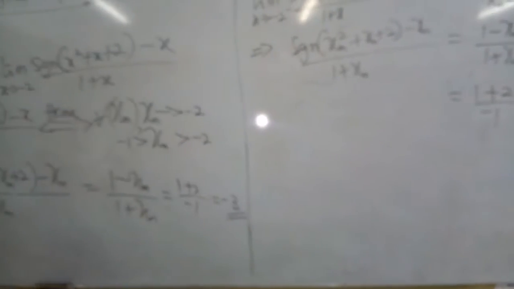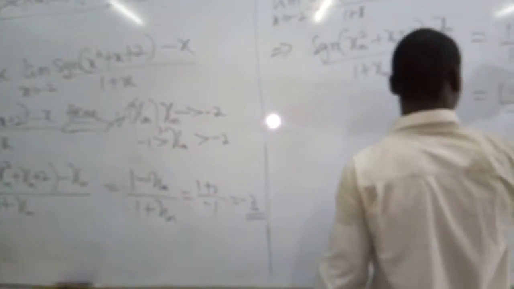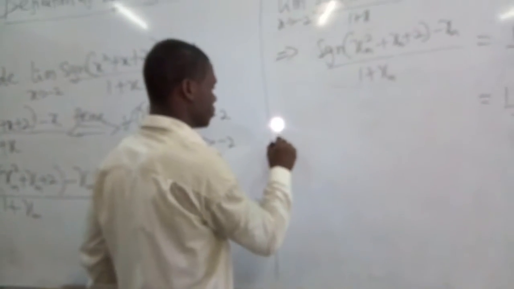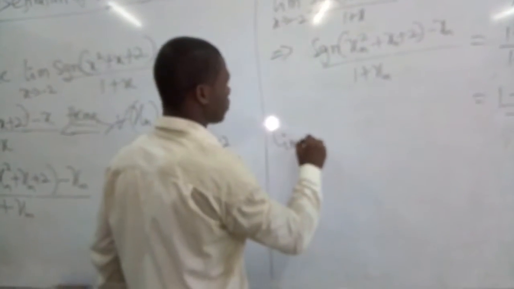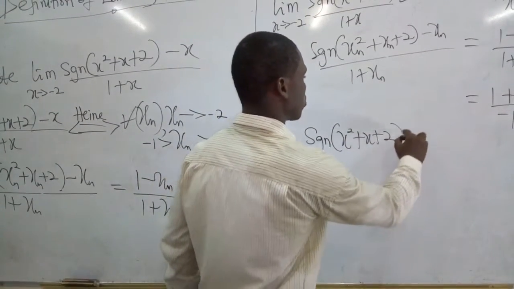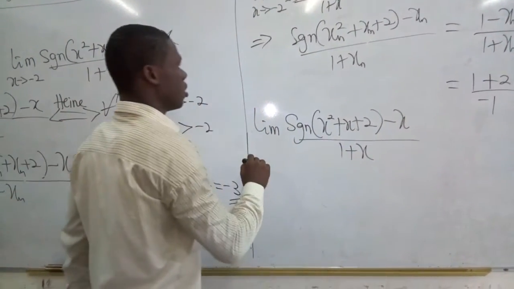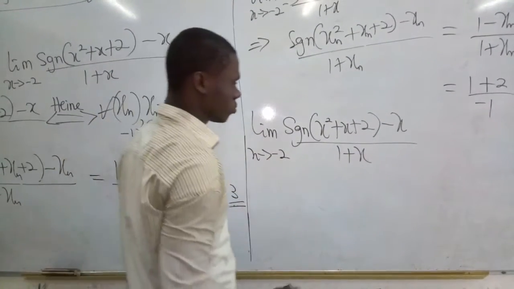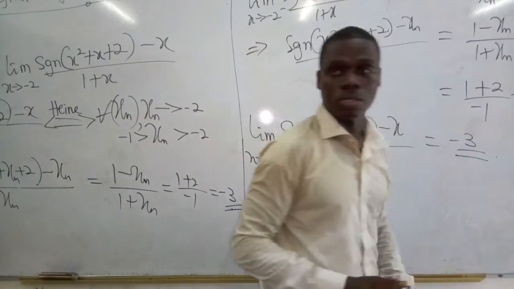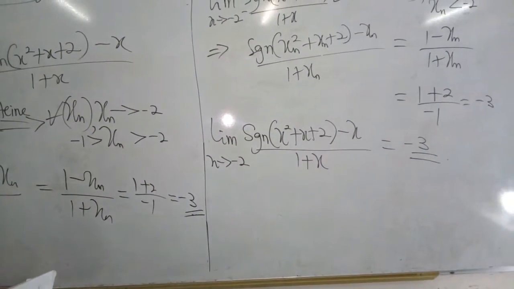So we observe that to the left we are getting negative 3, and to the right we are getting negative 3. So we say that the limit of s squared plus s plus 2 minus x divided by 1 plus x as s approaches negative 2 is equal to negative 3. Because both the left side limit and the right side limit are the same, we make that conclusion.